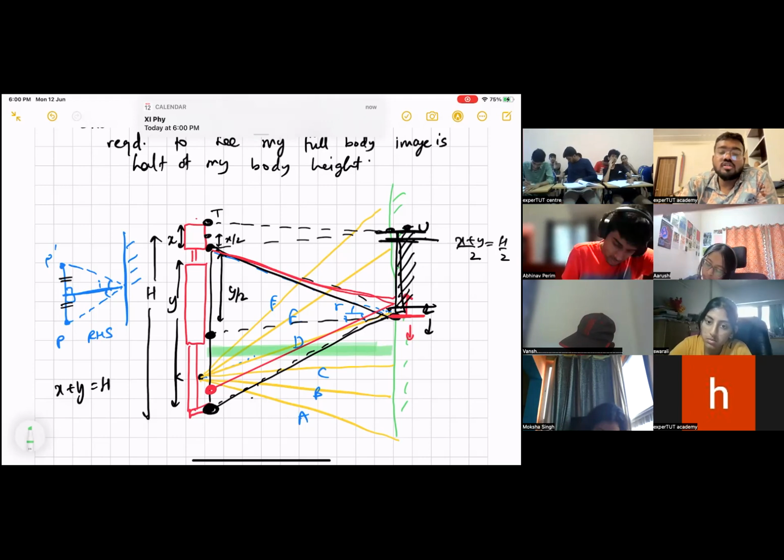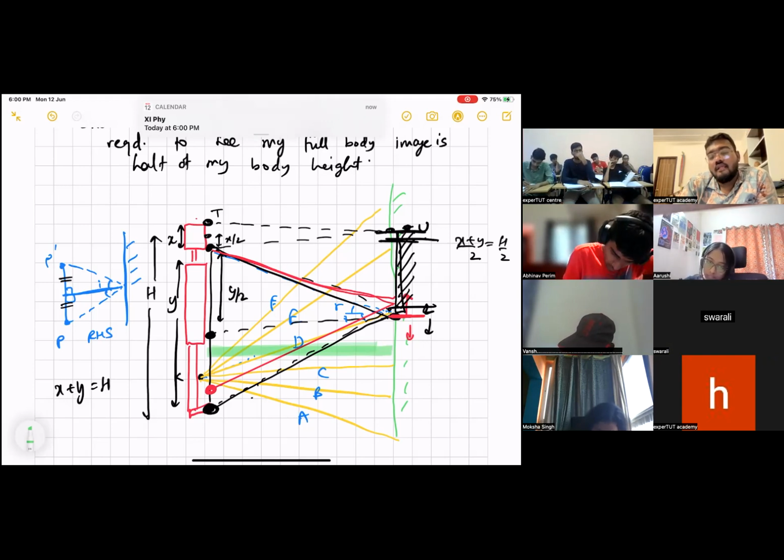If this is fixed, this is the minimum height required. If the mirror is more than 50 centimeters, halfway, then also you'll be able to see.